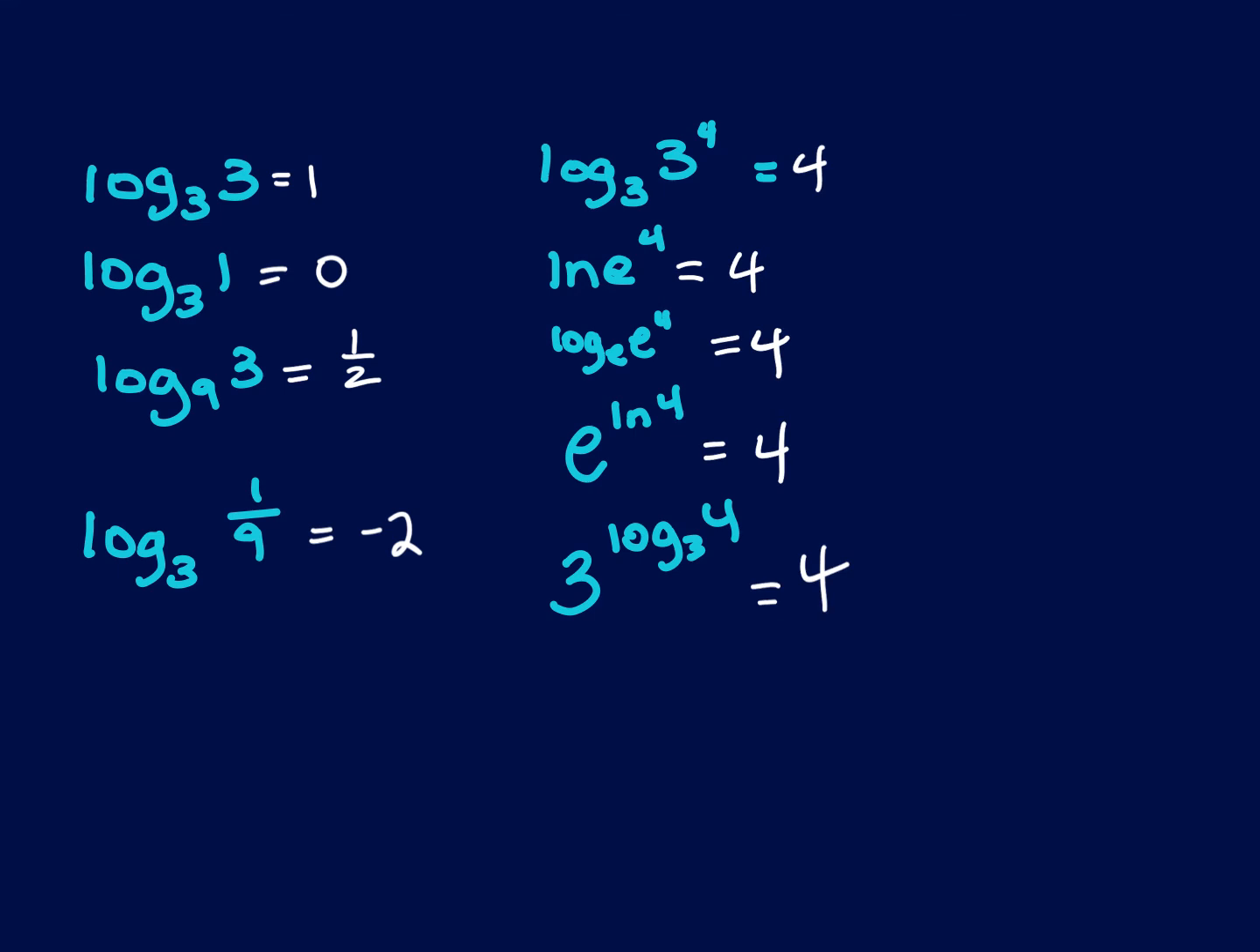The one before the last one is because the ln and the e cancel, right? Right. If it was e to the log base e of 4, the base on the exponent is the same as the base, so they cancel out.